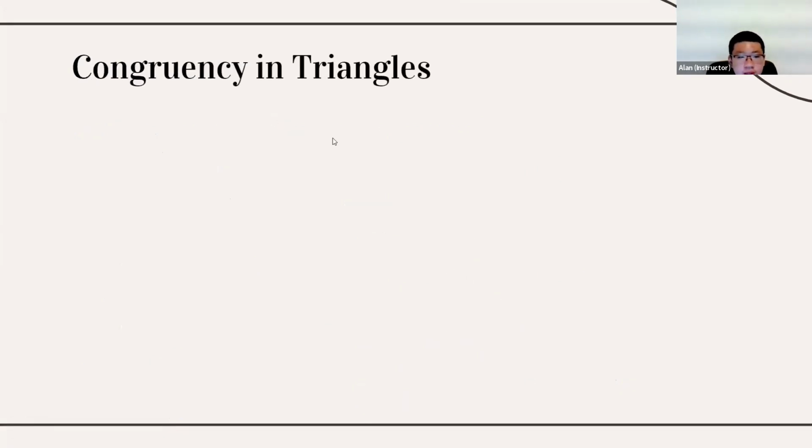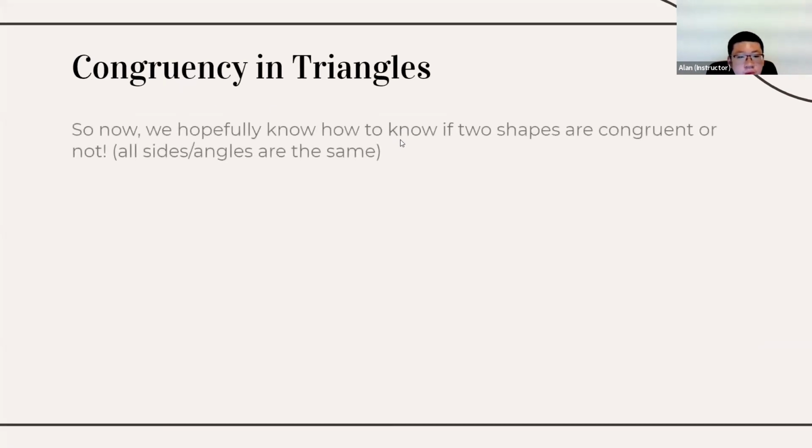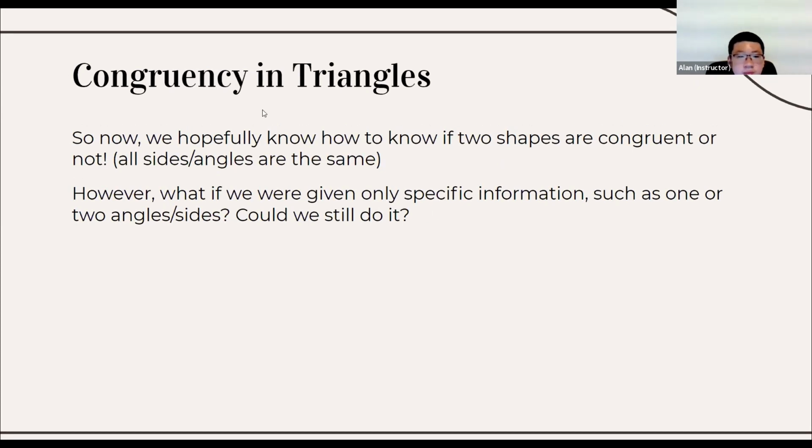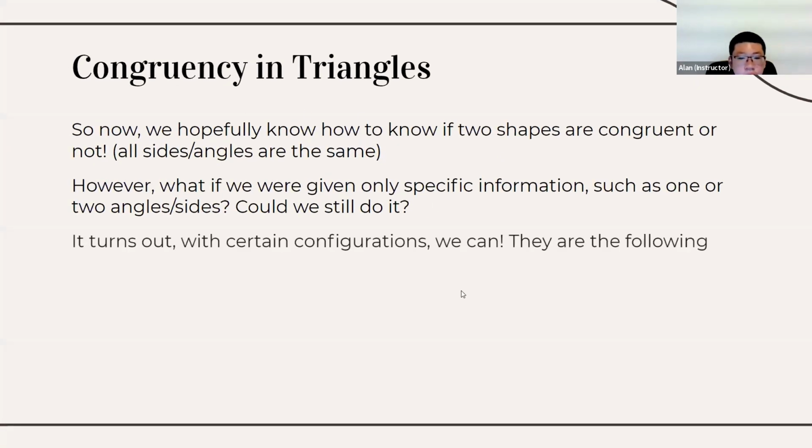So now we're going to figure out how to find congruency in triangles. To find if two shapes are congruent, you don't exactly have to know that all the sides and angles are the same, because, for example, the question may not actually give you that much information. So there are some ways to find out if two triangles are congruent without needing to know every angle or side in them. If you're only given some specific information, how would we be able to know if two triangles are congruent? Well, with certain configurations of information, we can.